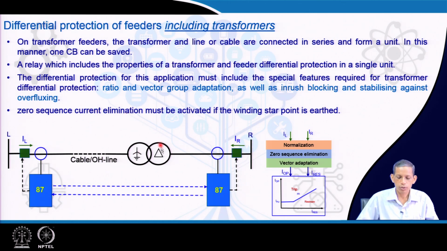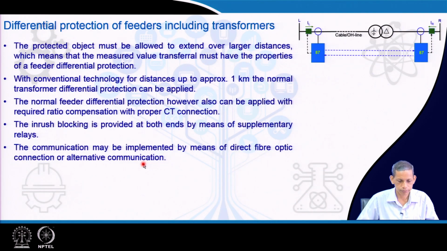The zero sequence elimination is also essential, because when it is star and delta, the delta side line current will not have zero sequence current, whereas the star grounded side will have zero sequence current also. So all these features must be there for such a protection. This 87 will be just like a transformer protection, but it includes a portion of the cable, the overall line also. That is why these are the steps we follow to apply this combined protection of cable or overall line and the transformer.